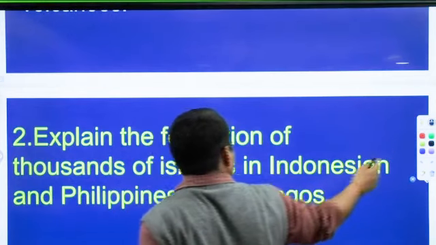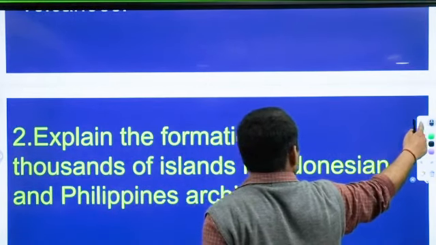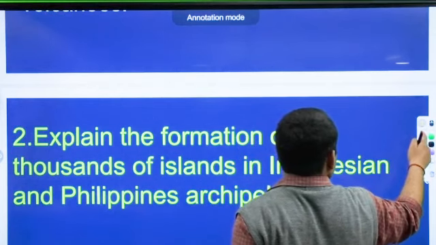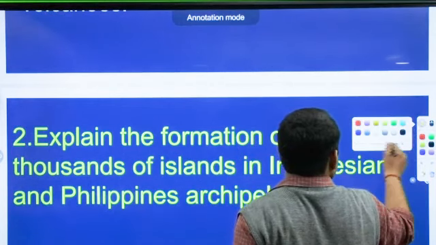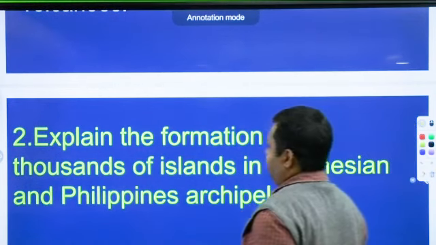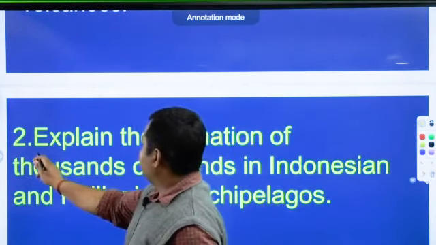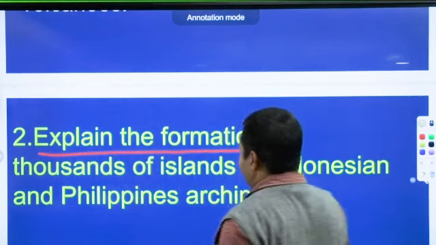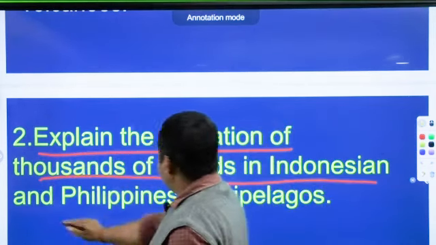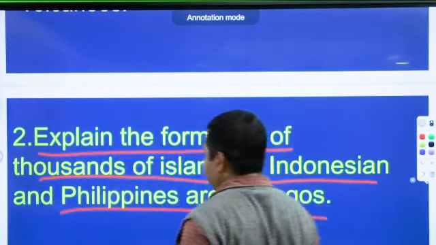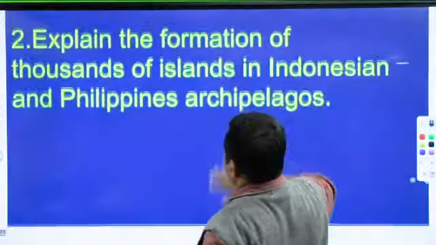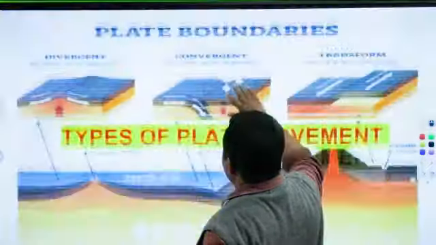The second question is related to explaining the formation of thousands of islands in the Indonesian and Philippines archipelagos. The question is related to plate tectonics necessarily.